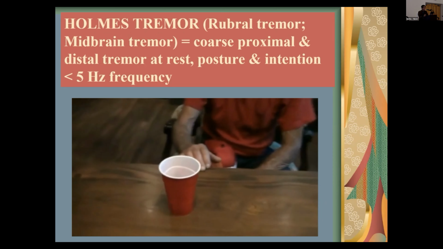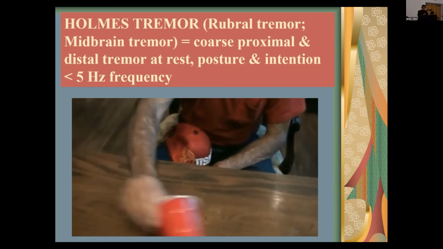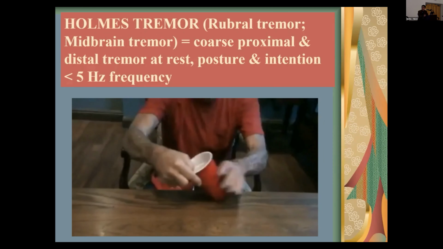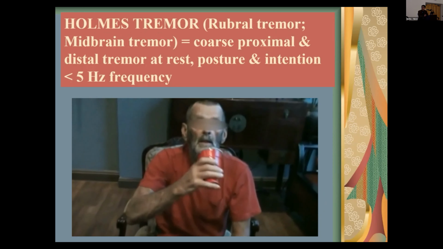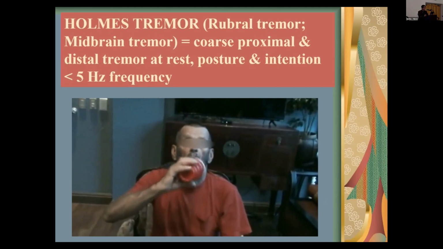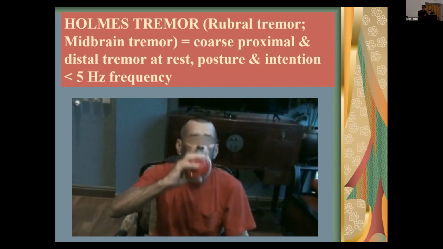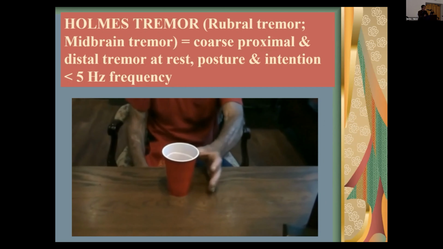Okay, one of the more difficult ones to treat is called Holmes tremor. It's also referred to as rubral tremor or midbrain tremor. It's a coarse proximal and distal tremor. It occurs at rest, posture, action, and intention. It's slow frequency. It's very disabling, very hard to treat with medications. Many of these patients just shake from head to foot.